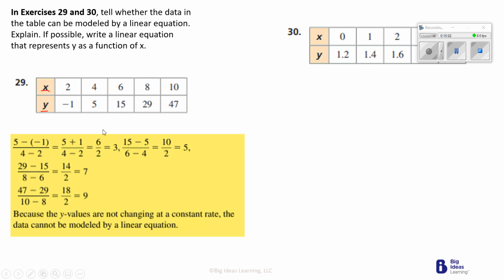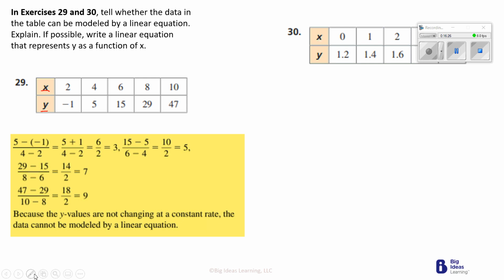Even if we go further on and take 29 minus 15, which equals 14, and 8 minus 6, which equals 2, 14 divided by 2 is 7. And over here, 47 minus 29 is going to give us 18, and 10 minus 8 will give us 2. 18 divided by 2 is 9. None of these are the same. So because the y values are not changing at a constant rate, the data cannot be modeled by a linear equation. It's not going to make a line.